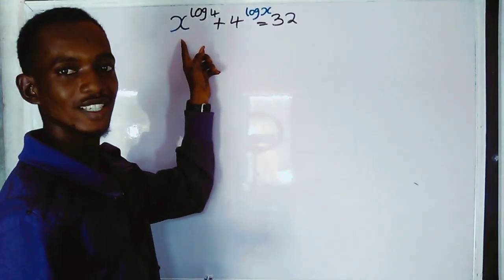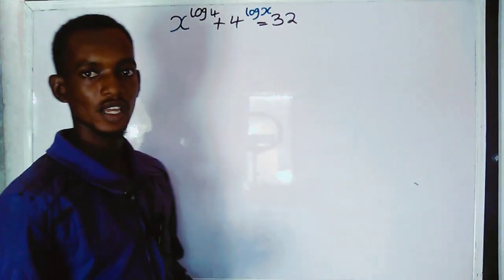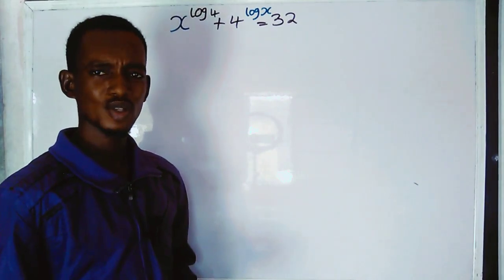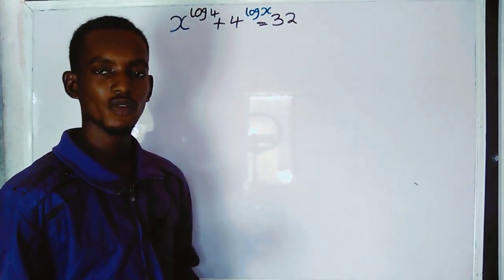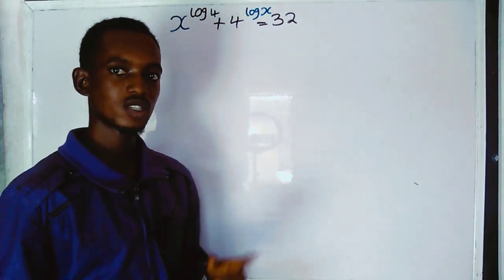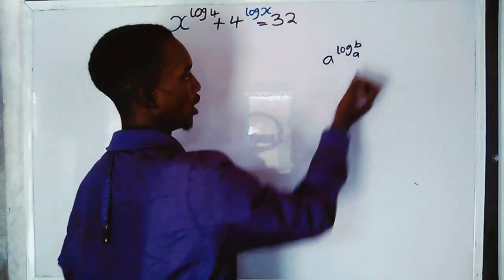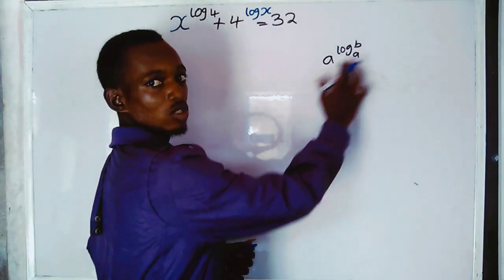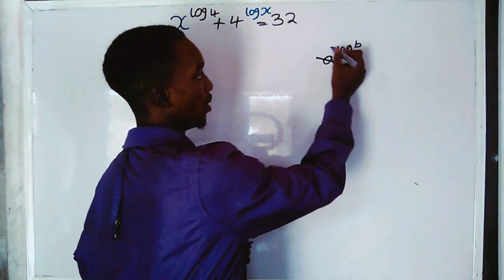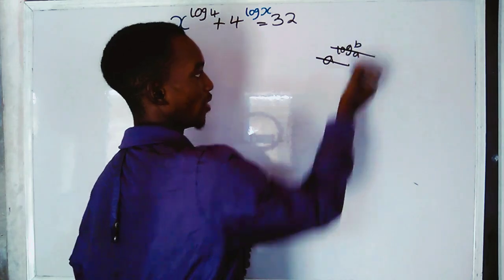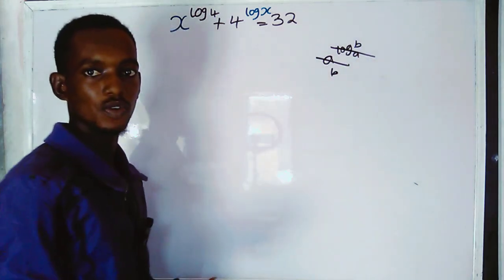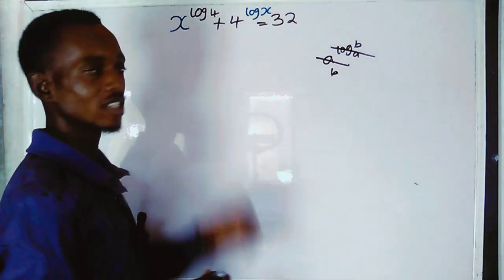We are going to express x as a power and also a log. So how do we do that? We use one of the fundamental laws of logarithm, which says that a raised to the power log b base a, when you have the same numbers like this, the base cancels and we are left with b. That's one of the fundamental laws of logarithm. We use that here also.